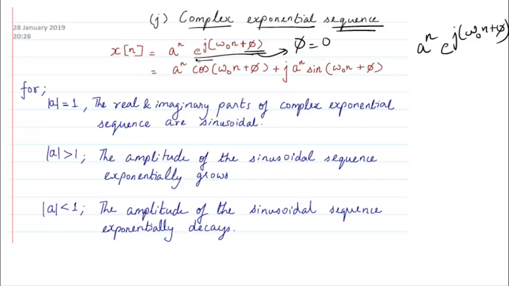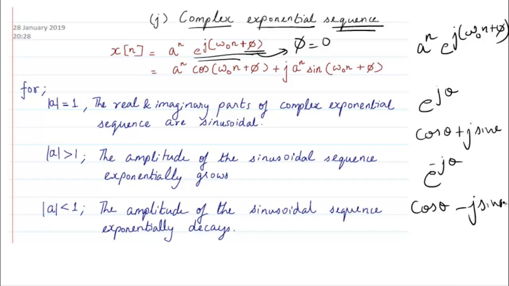And any e raised to power j theta, we know that it can be written as cos theta plus j sin theta, and if it is minus, then we write e raised to power minus j theta as cos theta minus j sin theta. So that is the expansion they have written here.